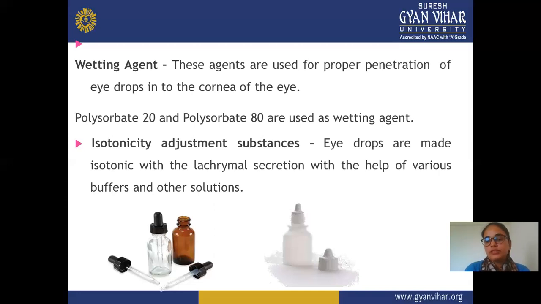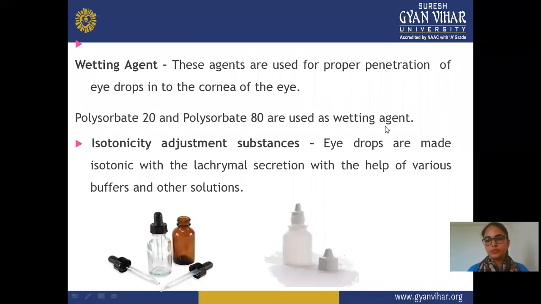Next is isotonicity adjustment substance. In this, we adjust the isotonicity or osmotic pressure of your formulation according to your eye. It should be compatible with your eye or your lacrimal secretion, because if it is not compatible, then it may show some toxicity or maybe damage your eyesight also. So we use isotonic adjustment. Eye drops are made isotonic with lacrimal secretion with the help of various buffers and other solutions.